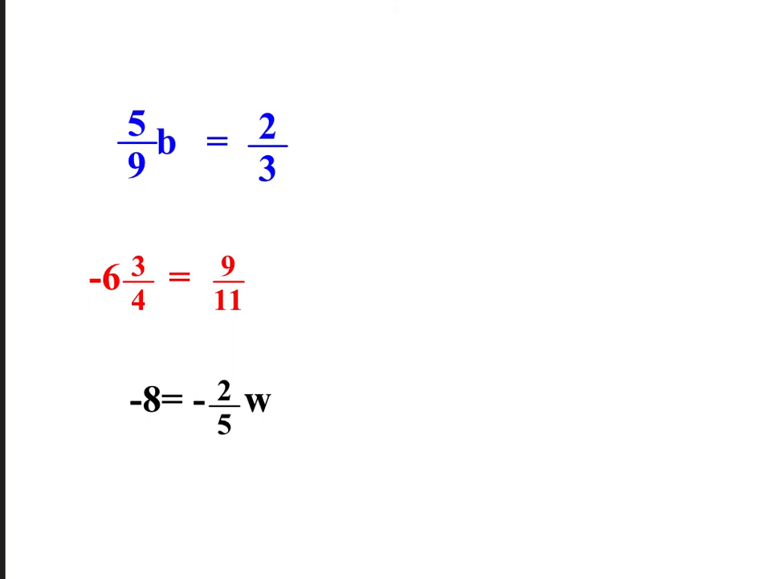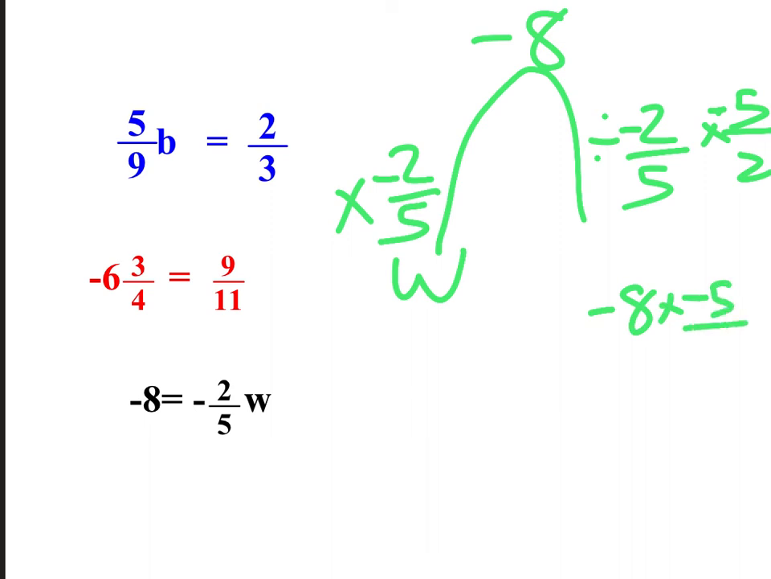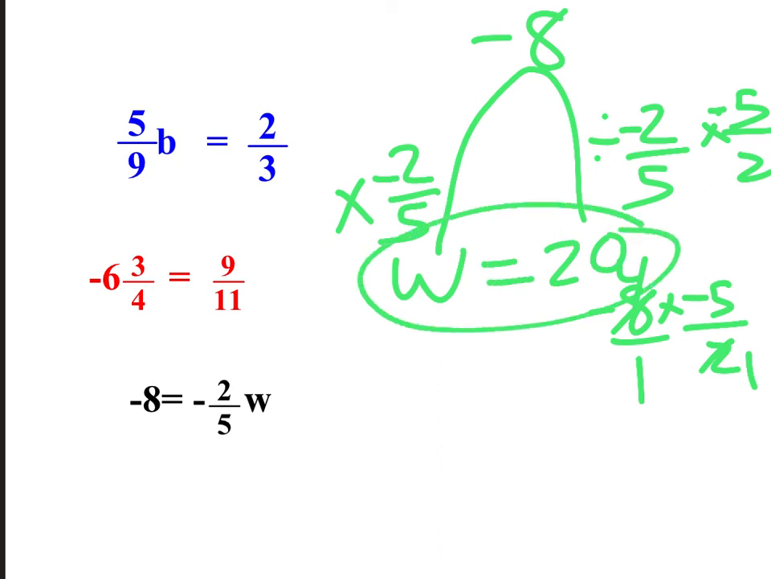I'll do this one also both ways. So if I were doing it right now, and I haven't done one in rainbow, so let me do it that way as well. W, they took it times negative 2/5 to get to negative 8. I'm going to divide by negative 2/5. And of course, that's the same as multiplying by the reciprocal, which is negative 5/2. So I'm really doing the problem negative 8 times negative 5/2. A negative times a negative is positive, right? And I can cross simplify and get 1 and 4. And your answer is positive 20.